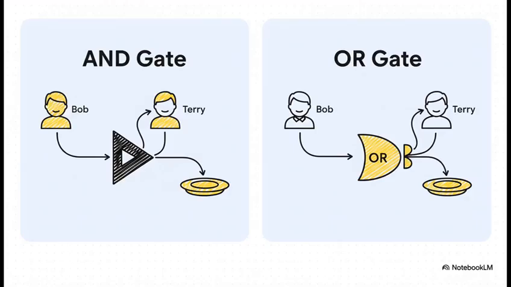So let me break down the two most basic logic gates for you with this great little dinner analogy. First, you've got an AND gate. That's like saying, I'll go to dinner if Bob and Terry are both going. Both things have to be true for you to go. Then there's the OR gate, which is way more chill. That's like, if Bob or Terry wants to go, I'm in. Only one of them needs to be true.